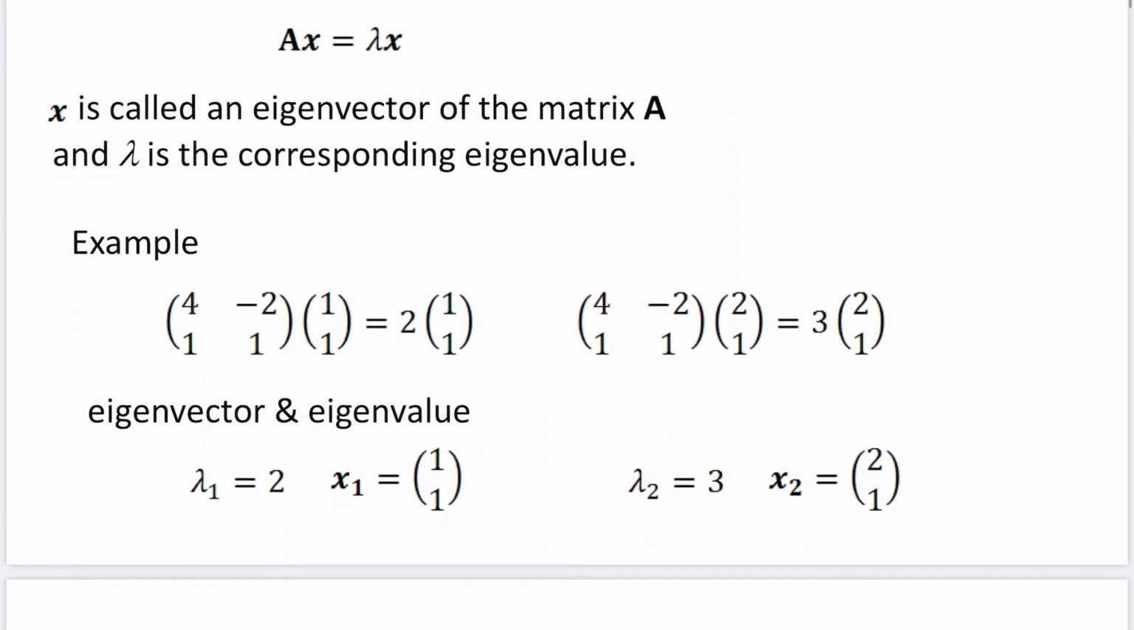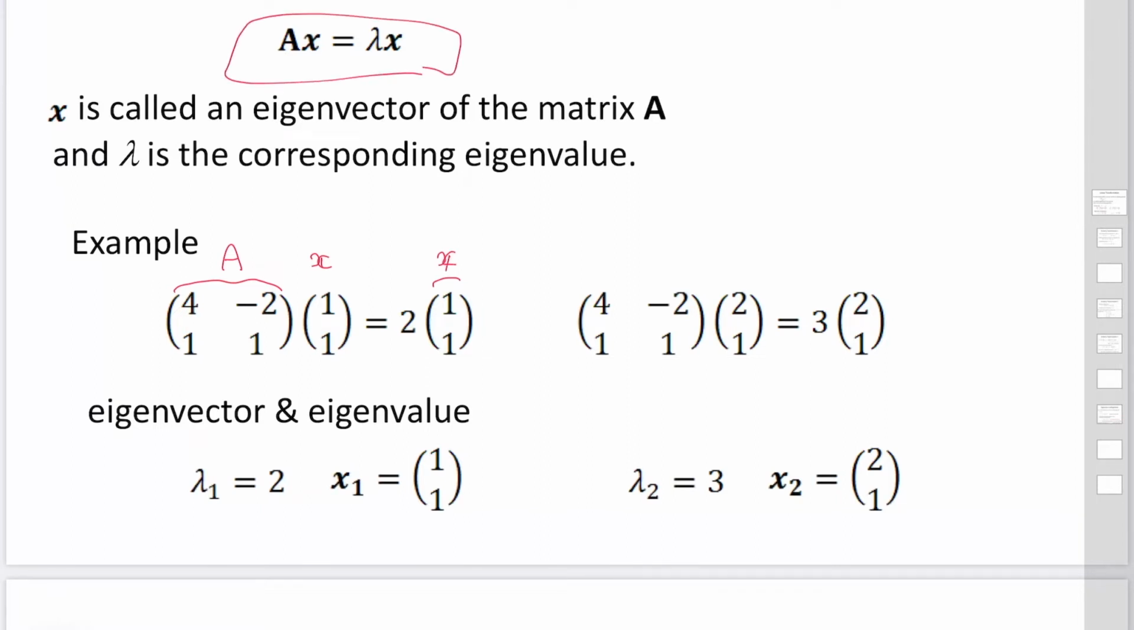Let's see the situation. If we consider this kind of matrix and vector X, and calculate the product, it becomes 2 times (1, 1), which is 2 times X and satisfies the equation. This 2 is lambda. So the eigenvector is (1, 1), and the eigenvalue is 2 in this situation.